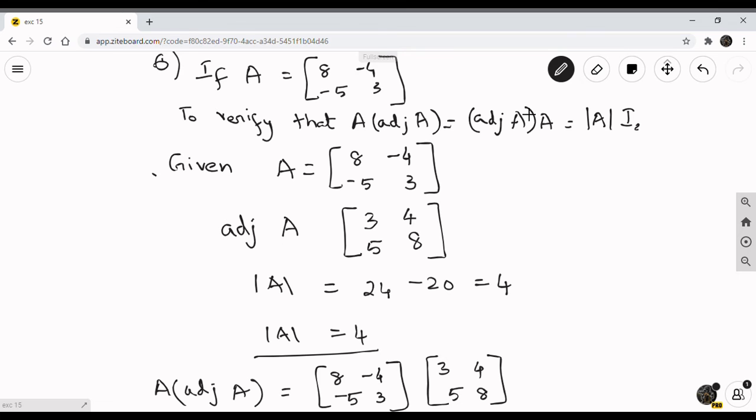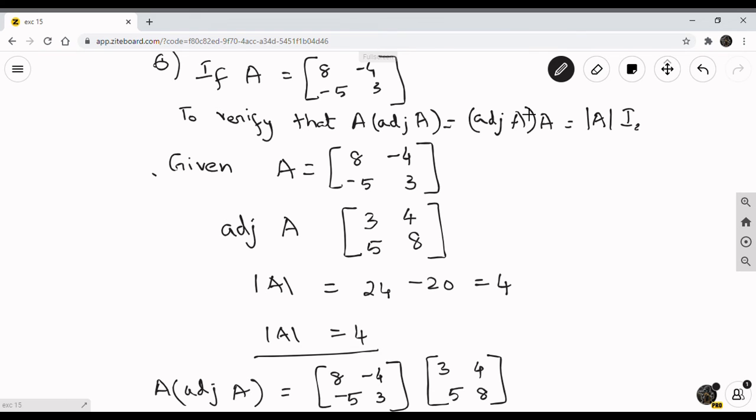For that 2 into 2 matrix, just interchanging the leading diagonal and changing the sign of the off diagonal, we get the adjoint A. Next, we have to find the determinant A. Determinant A: 3 into 8, the leading diagonal multiplied, minus the off diagonal multiplied. 24 minus 20, that is 4. So with these two values, we are going to verify the given equation.